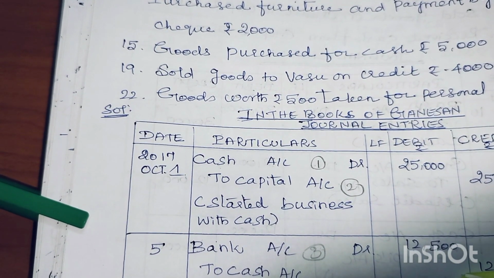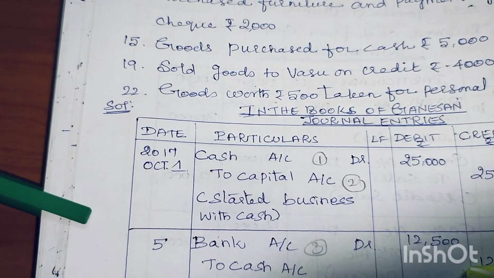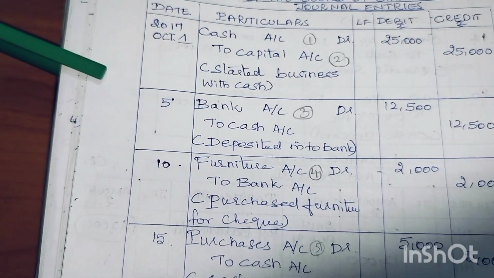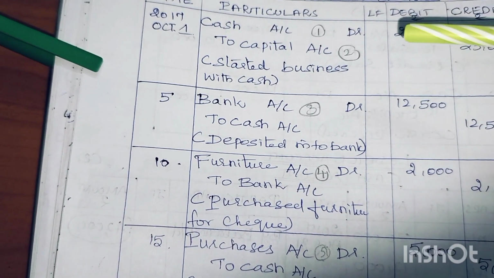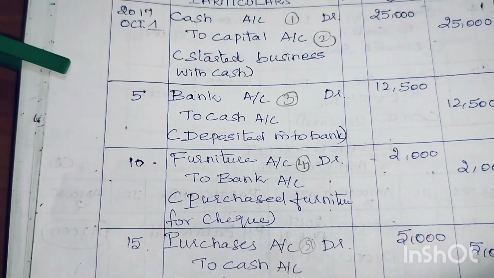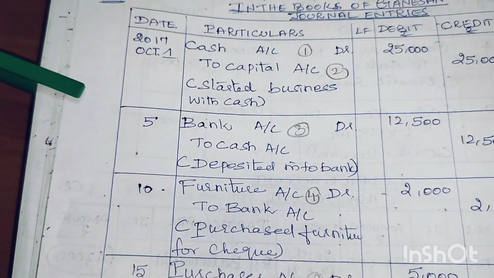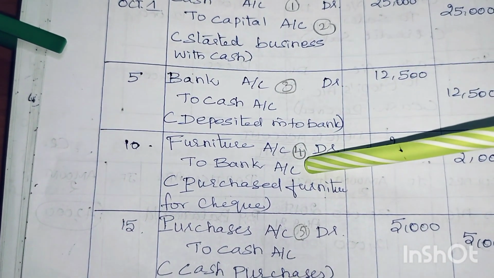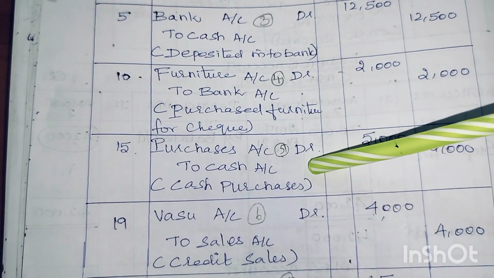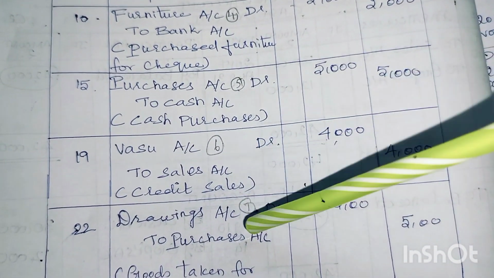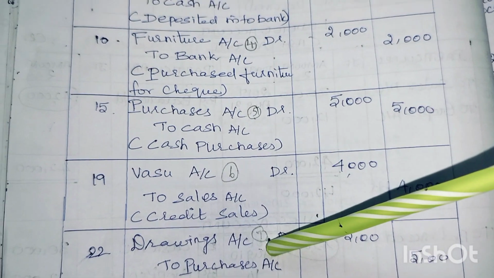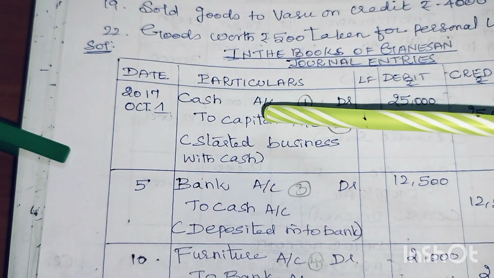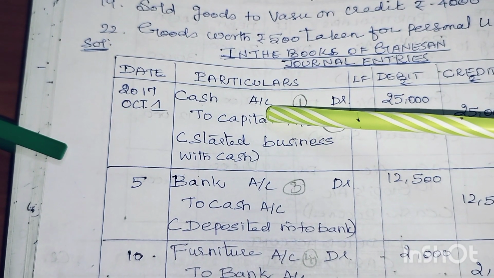Before we post them into the ledger, how many respective accounts are we going to post? There are 7 respective accounts we are going to post into the ledger. What are they? There are cash account, bank account, furniture account, purchases account, Vasu account and drawings account. The first account is capital account. We are going to post into the ledger account.